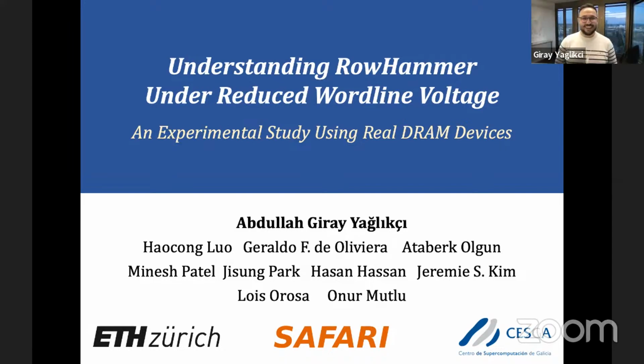Okay. Thank you, Ataberk, for the introduction, and thanks everyone for joining. So today we will talk about understanding RowHammer under reduced wordline voltage. If you're not familiar with some words in this title, don't worry about it. I will give the proper background in a little bit. This paper is a product of a collaboration between our group, SAFARI at ETH Zürich, and Galicia Supercomputing Center. And this was published in DSN conference, Dependable Systems and Networks, in 2022.